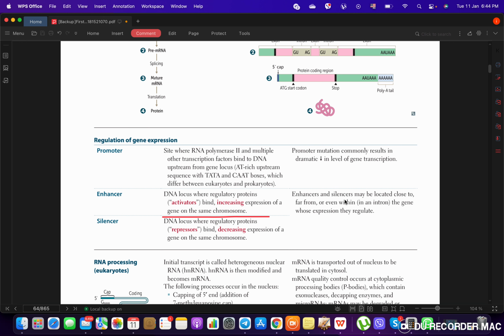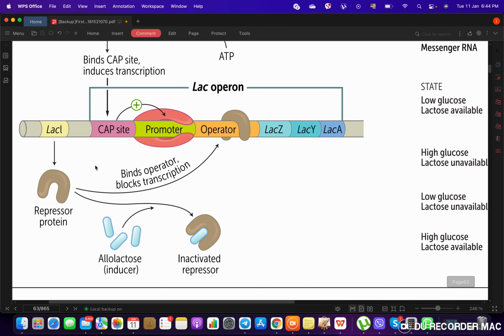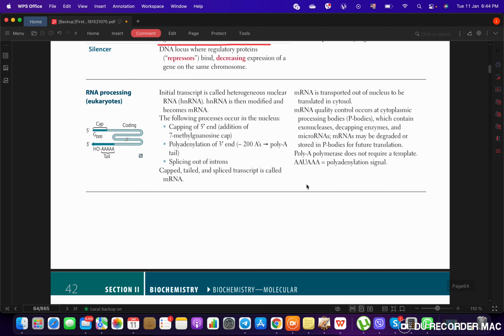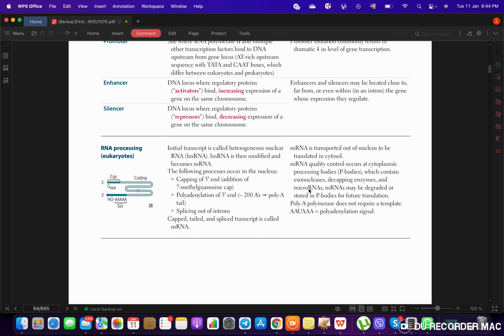An enhancer and silencer may be located close to, far from, or even within the introns of the genes whose expression they regulate. For example, if we speak about the lac operon, it was located outside of it. It came from the outside, but it worked inside of the lac operon, inside of the gene. Now let's speak about how we prepare an RNA to make a protein out of it.